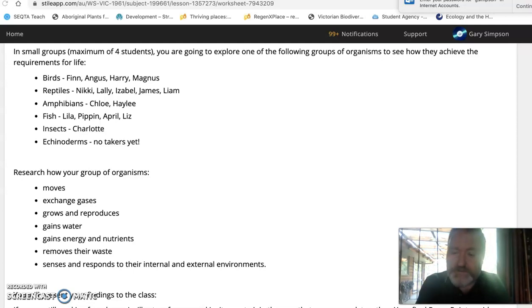How they exchange gases. Now, interestingly, they've got a really complex breathing system because of flight. So you have to explore that. How are they different to our lungs? How are they different to fish? How they grow and reproduce. So in this case, you're looking at classic reproduction. They use internal fertilization, so there's sexual reproduction in place. But they are egg layers. So what's the deal with eggs? How they gain their water, how they gain their energy and nutrition.